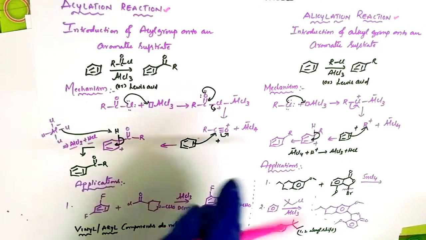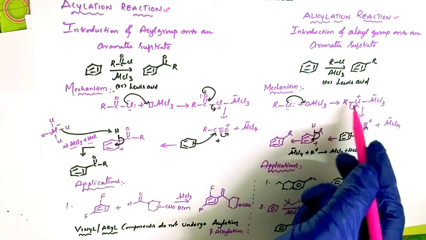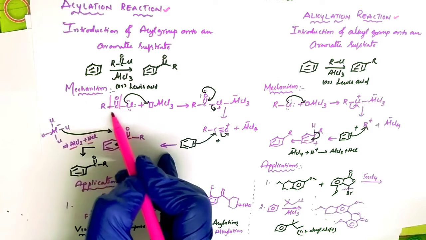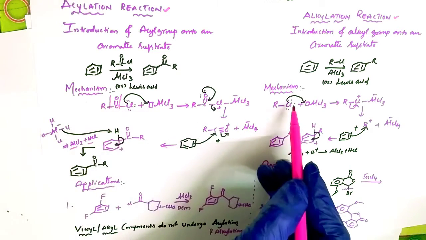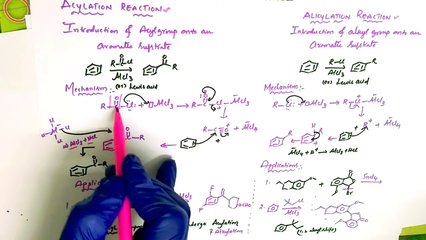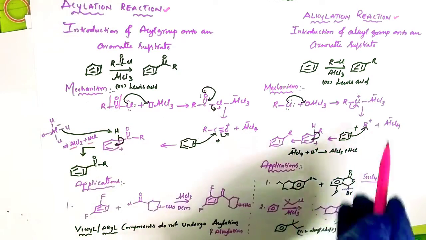A similar kind of mechanism applies in case of alkylation also. What is the difference? In case of acylation, the C=O group is there. In case of alkylation, that is absent. Simply remove the C=O, then we will come up with the alkyl.